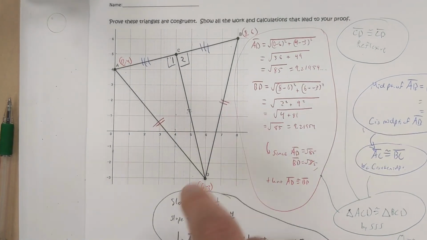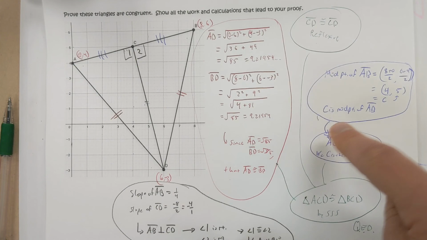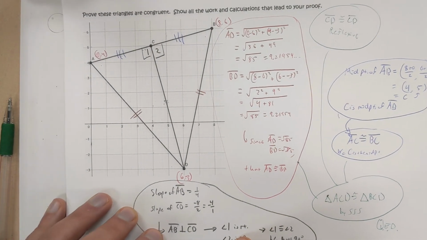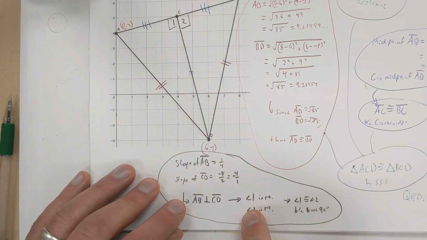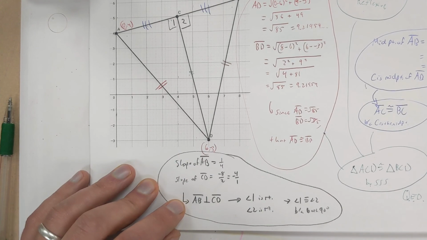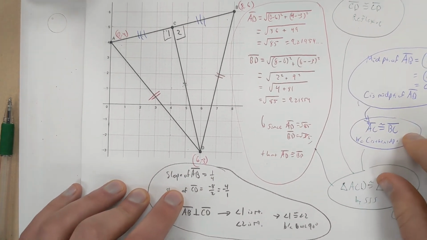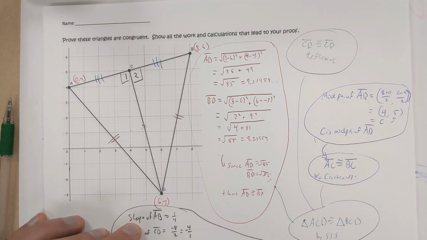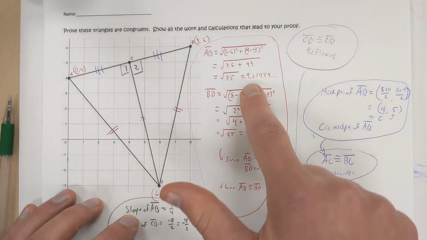All right, so you can use the distance formula. Sometimes you might be able to use midpoint. Sometimes you might be able to use slopes to prove things are perpendicular or maybe parallel. That could be good too. Maybe get some alternate interior angles that way. But that's how you prove triangles are congruent using the coordinates. Make sure you show all the calculations.